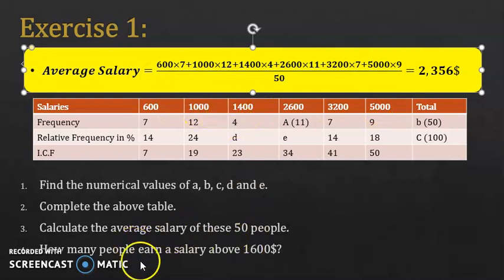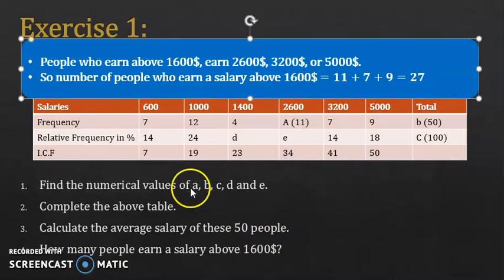Now, they're asking about the number of people. How can we know how many people earn above 1,600? So we know that the frequency represents the number of people who earn 2,600, for example, or any one of these values. So you just sum the frequencies of these three values which are above 1,600. So the number of people who earn a salary above 1,600 would be 11 plus 7 plus 9, which is 27.